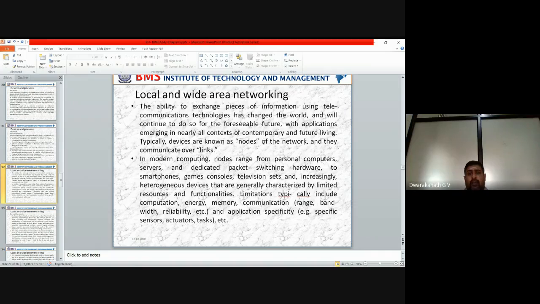The limitations typically include computation, energy, memory, communication, range, bandwidth, and reliability, etc. When it comes to the limitations, or we can say the constraints, what do we see in this? How much amount of internet we are sending, what range we are going to send this bandwidth, how this bandwidth can be managed, and in reliability, how much memory we can have, how energy we can maintain. The best example for this, I can tell like this.